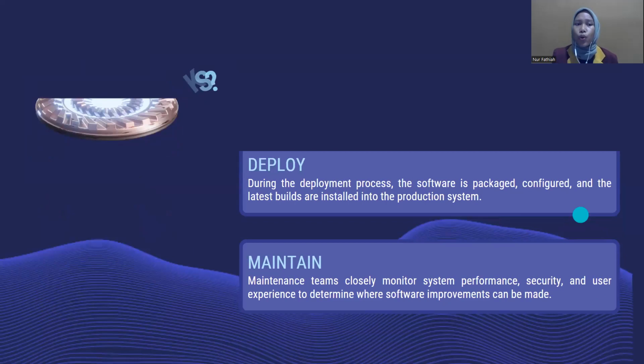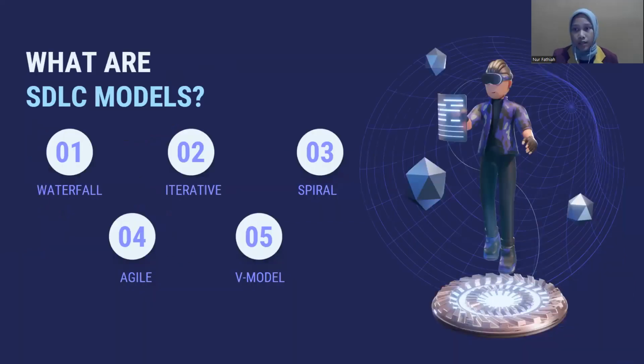So, what are SDLC models? There are 5 SDLC models. In this video, I am going to explain about waterfall model, iterative model, spiral model, agile model, and V model.